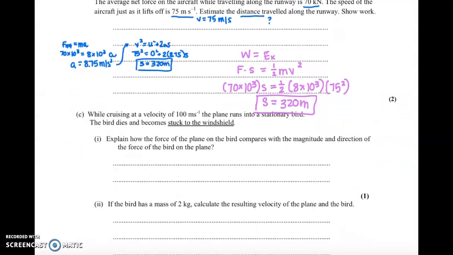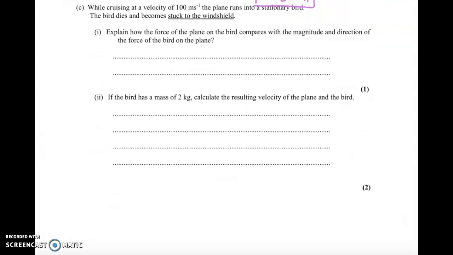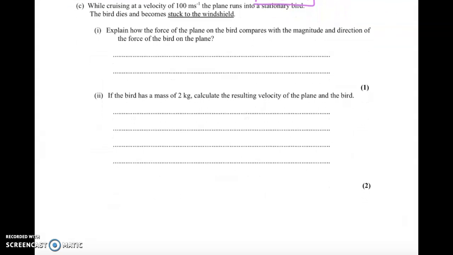Part C. Part C says, while cruising at a velocity of 100 meters per second, the plane runs into a stationary bird. The bird dies and becomes stuck to the windshield. This is kind of gross. Explain how the force of the plane on the bird compares to the magnitude and direction of the force of the bird on the plane.